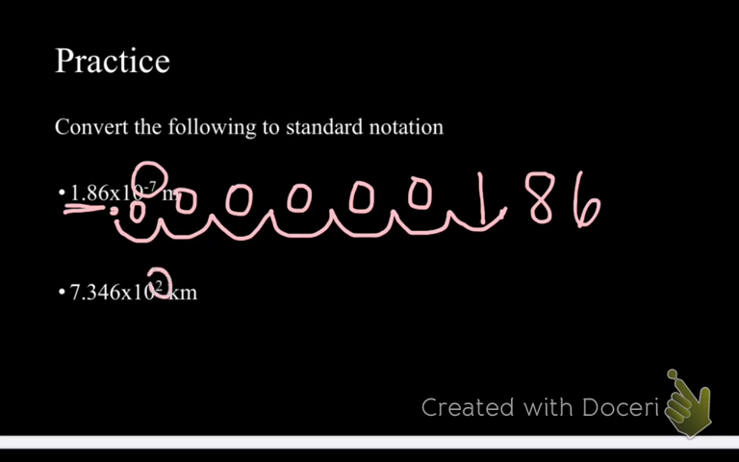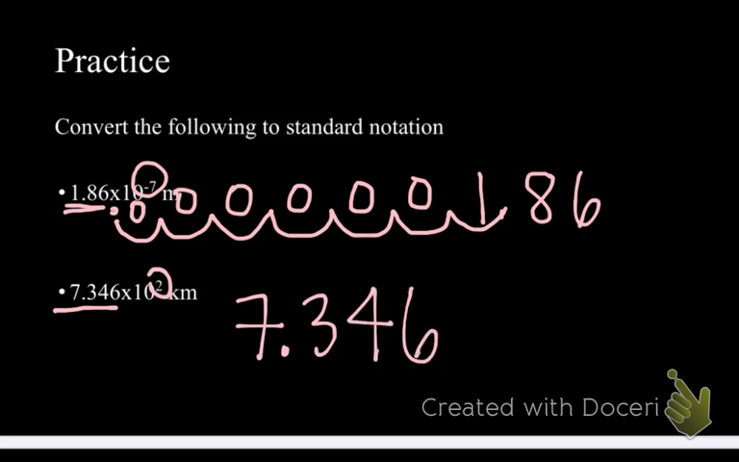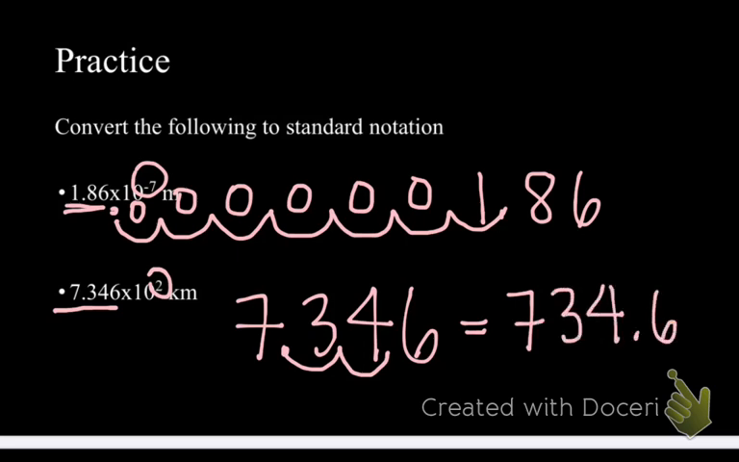Okay. For the last one, it's a large number, meaning it's greater than 1. So it has an exponent of 2. 10 to the 2 is the same thing as 100. So with the coefficient, it's 7.346. I always just write down the coefficient, and then I'm going to move the decimal place to the right this time because this number is larger than 1. So I'm going to move it 1, 2. Okay, so this number is the same thing as 734.6.